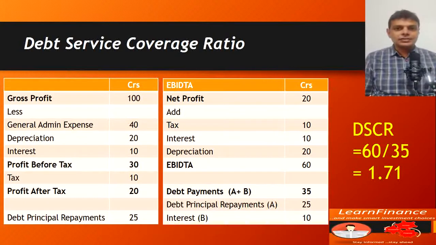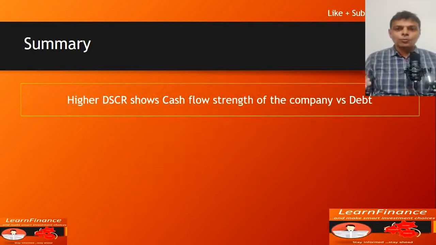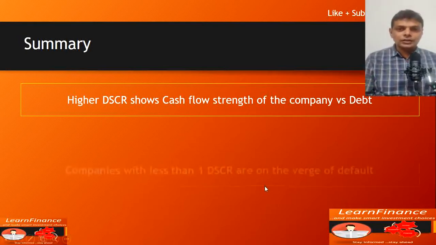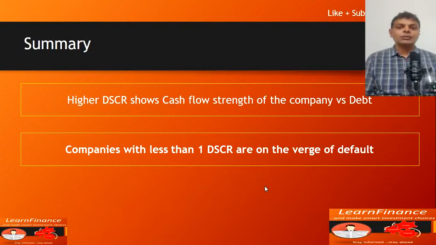So higher the debt service coverage ratio, better it is from a company standpoint, from an investment standpoint, because the company is going to generate more cash than what it is required to pay its debt obligations. In case this ratio is less than 1, the company is at the risk of serious default because it is not going to generate enough cash even to meet its debt obligations.